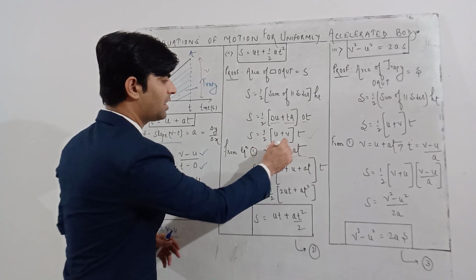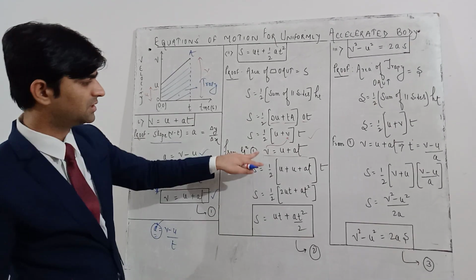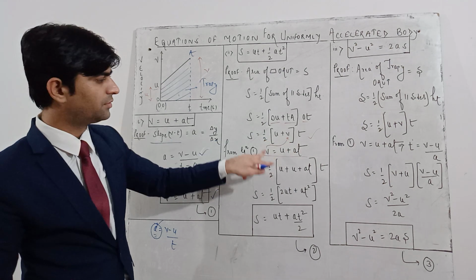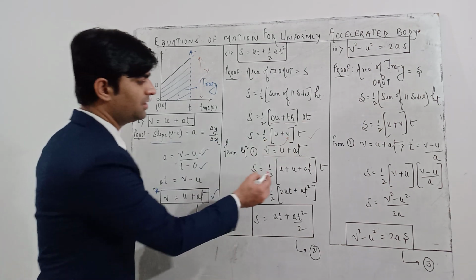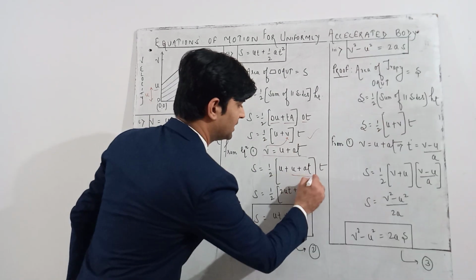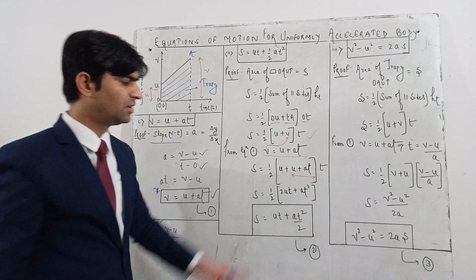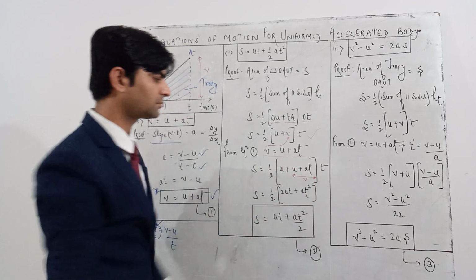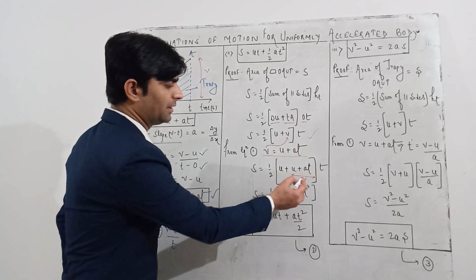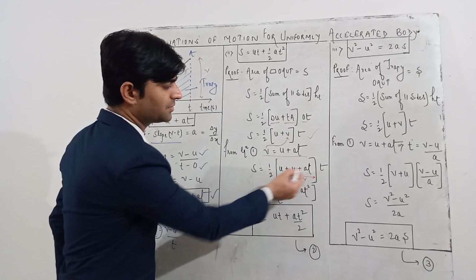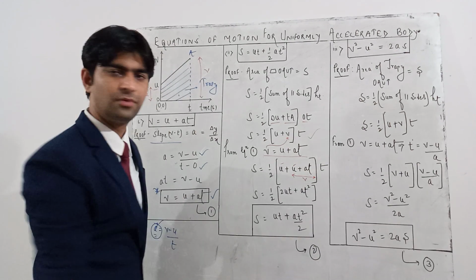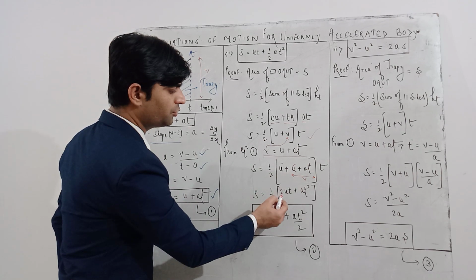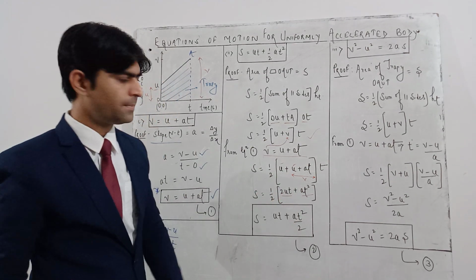This V we have to replace here. You have to put V is equal to U plus AT in this equation. This is the replacement for V. So in place of V, you have written U plus AT. So this U plus U becomes 2U, and T is in multiplication, so 2UT plus AT square.